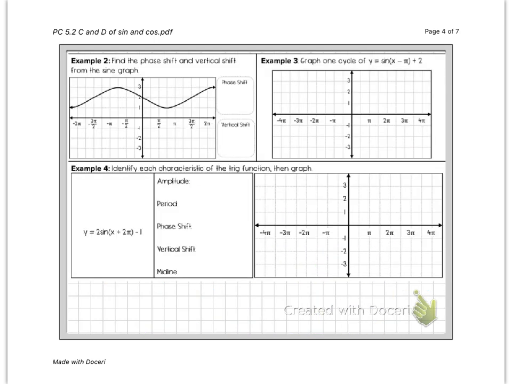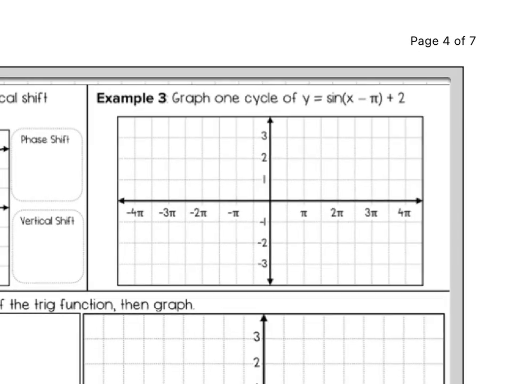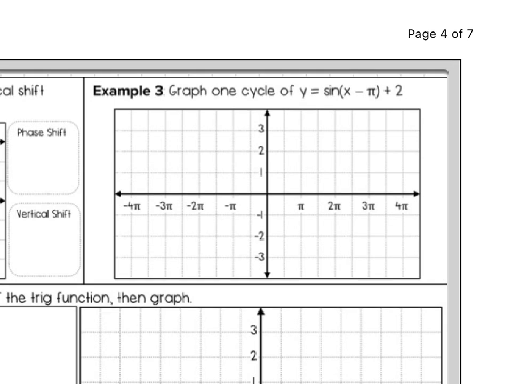We are not going to do all of the examples that are given here. I'm going to pull from ones that I feel like are helpful and important. So we're going to skip around in the notes a little bit. So we're going to do example 3 first. Sine of x minus pi plus 2.